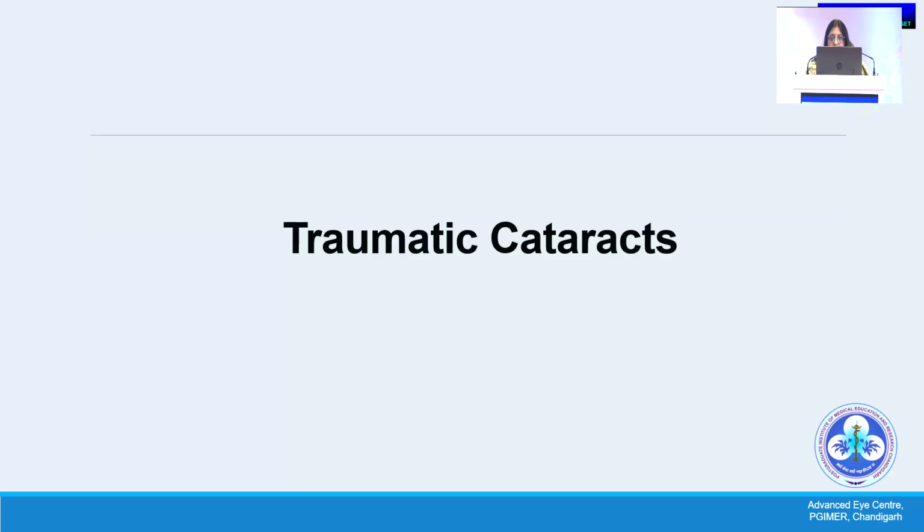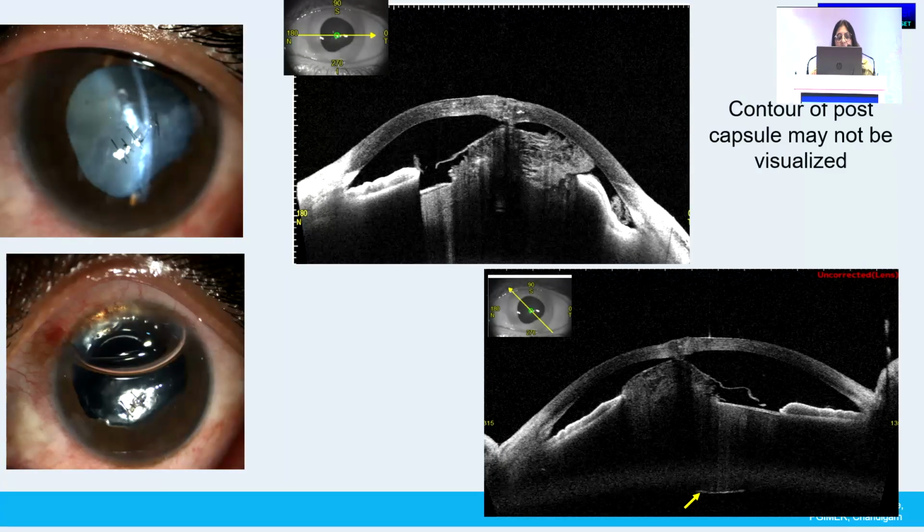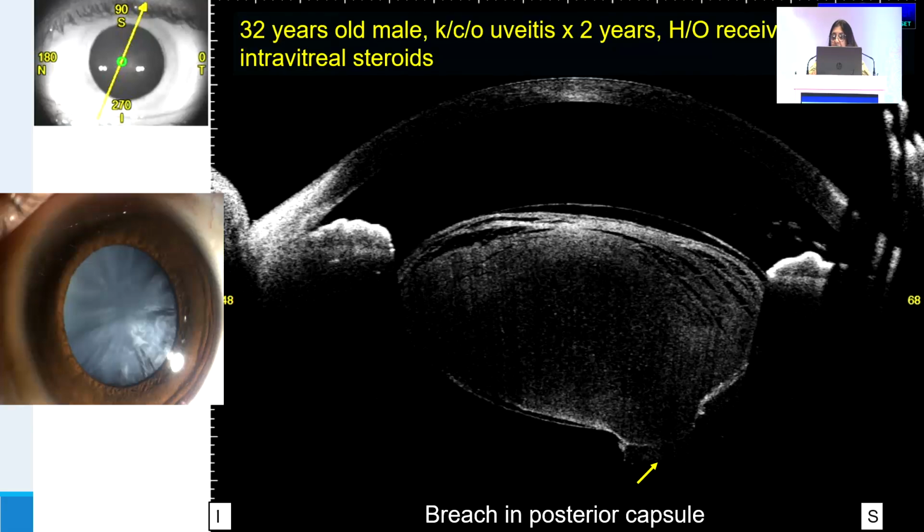In traumatic cataracts also, when the lens matter is very flocculent, we can try and see the contour of the posterior capsule. It may not always be visualized. For example, here we can just see a part of the posterior capsule, but the contour can give us some idea whether the PC is intact or not. This is beautifully captured in this image where this patient developed a cataract after receiving intravitreal steroids 1 month later, and we can see the breach in the posterior capsule so beautifully. And this helps us again in planning preoperatively.